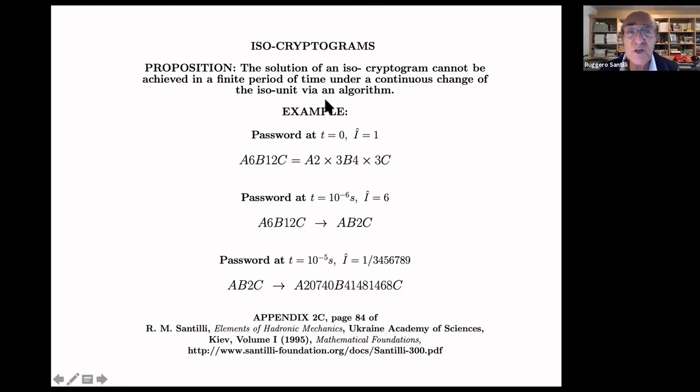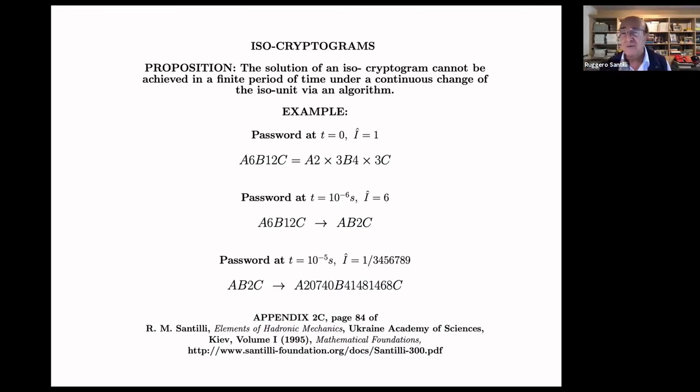And here is a proposition that it's possible that the solution of an iso cryptogram may require an infinite period of time in the event the iso unit is continuously changed. In other words, the hacker can look for the solution of a cryptogram. But even if it takes a few milliseconds, during that millisecond, there may be an algorithm changing the iso unit. In this case, basically, the hacker is like a cat looking at trying to bite his tail.